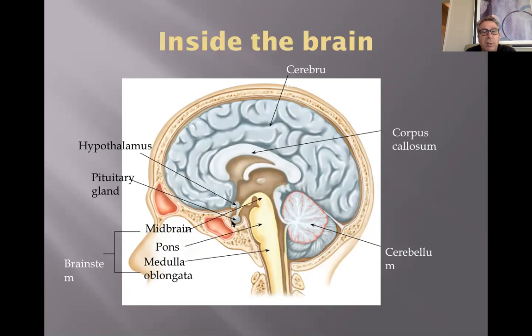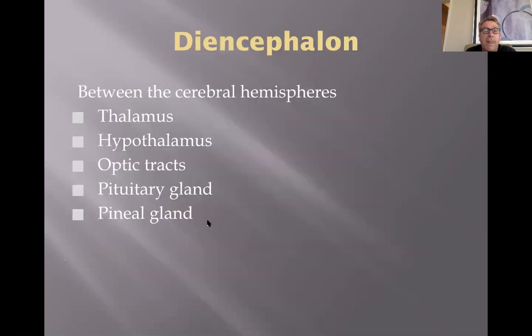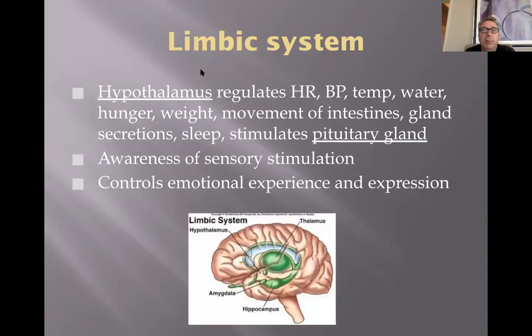All right, so this is the pituitary. All right, so between the hemispheres, we have the thalamus, the hypothalamus, optic tracts, pituitary gland, and pineal gland. This is considered the diencephalon. The diencephalon. That's how we pronounce that. Di meaning two, and then the encephalon, right? Diencephalon.